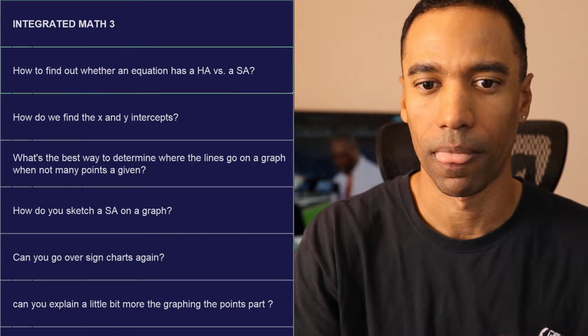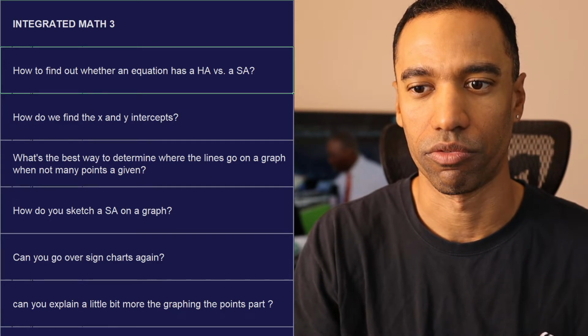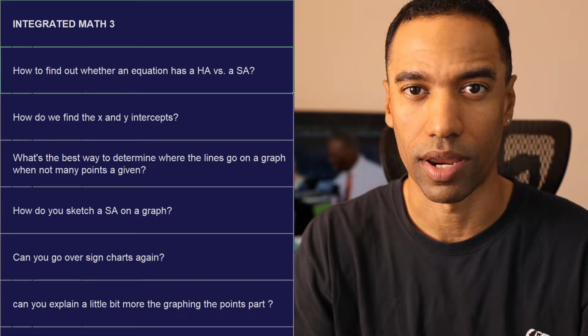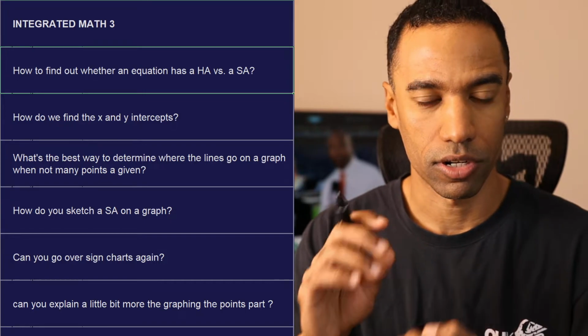And the first question is, how to find out whether an equation has a horizontal asymptote versus a slant asymptote. So this is a graphing rational function question right here. The answer is really simple, as far as when you compare degrees of these things.